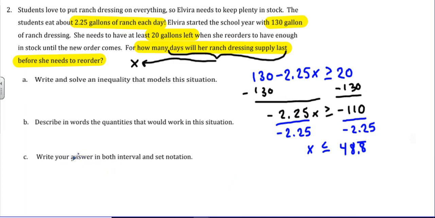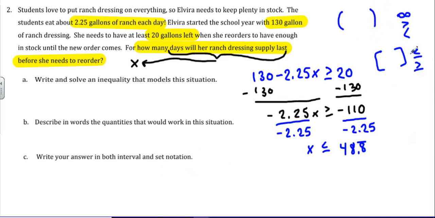When I'm writing my answer in interval and set notation, interval notation uses parentheses and brackets. Parentheses are used when you have infinity and when you have a greater than or a less than sign. Brackets are used for greater than or equal to and less than or equal to.